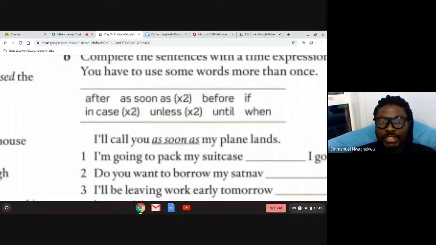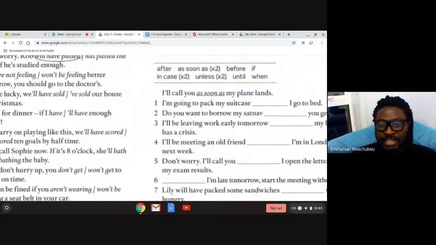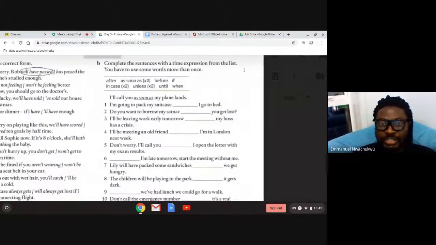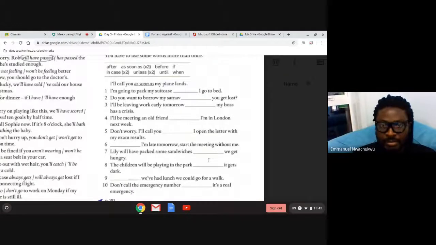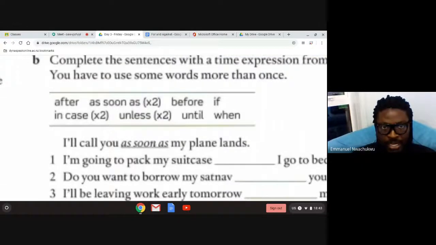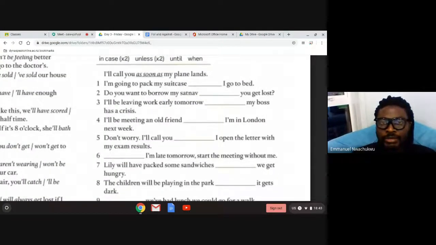Now, these are the options that you have: after, as soon as, before, if, in case, unless, until, and when. So for numbers 1 to 10 in this section here, yes, there are 10 of them, use those expressions to answer, to fill in the gaps, okay? As you would have noticed by now, some of those expressions you can use more than once. As soon as, in case, and unless. You see the X2 in brackets? It means you can use them more than once, okay? So use those to complete those.